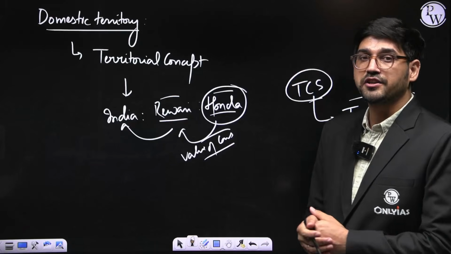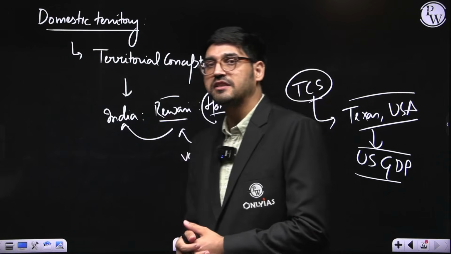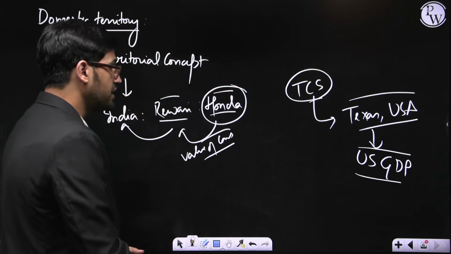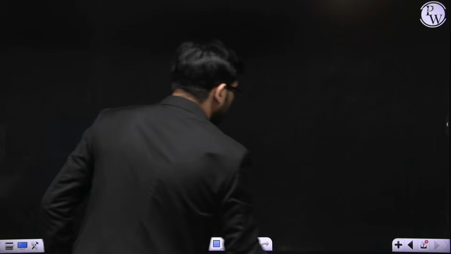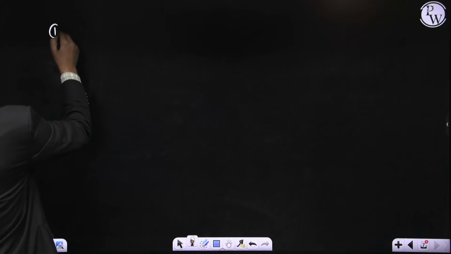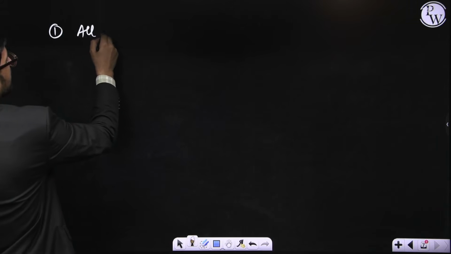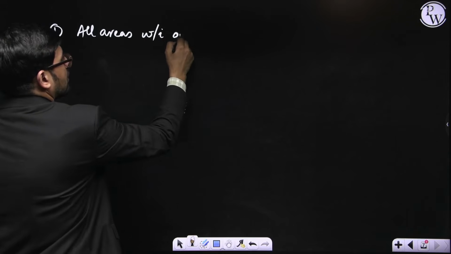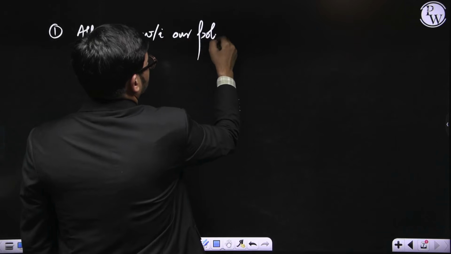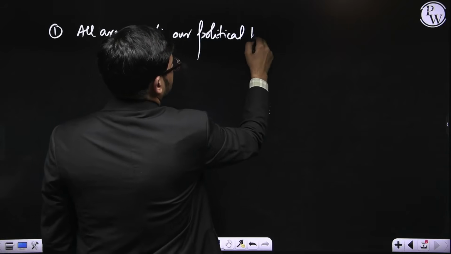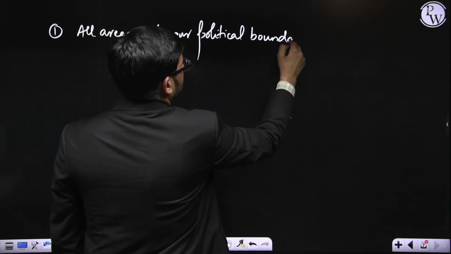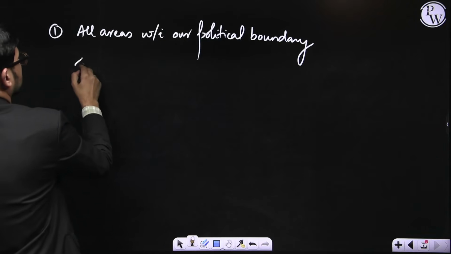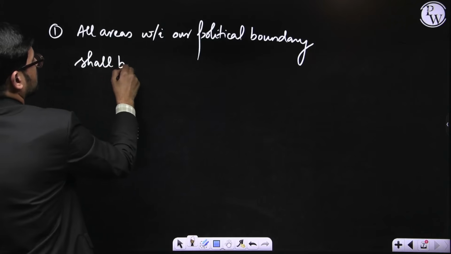The next implication in here is, now what do we mean by domestic territory? What shall be included within domestic territory of an economy? Obviously, all areas within our political boundary shall be included.